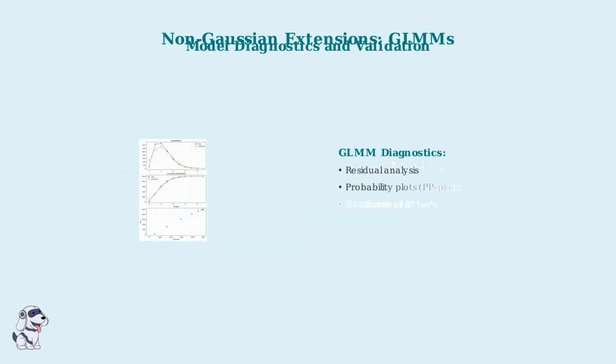Proper model diagnostics are crucial for GLMMs. Probability plots help assess distributional assumptions, while residual analysis checks for model adequacy. The diagnostic plots shown here illustrate the comparison between observed and predicted values, helping identify potential model misspecification.